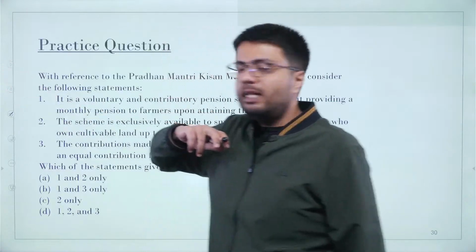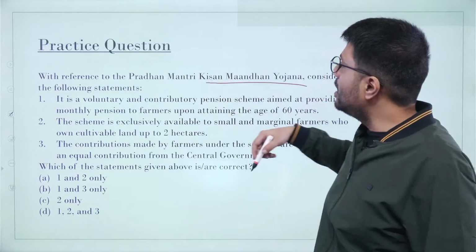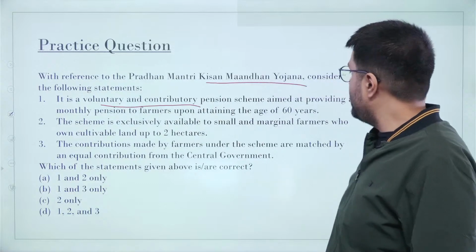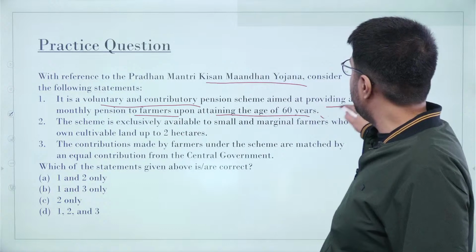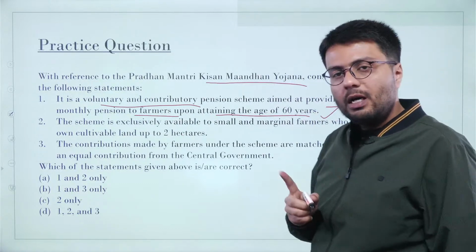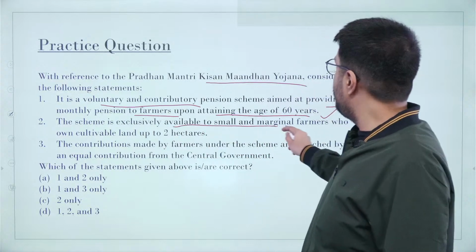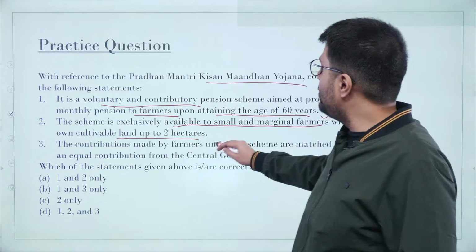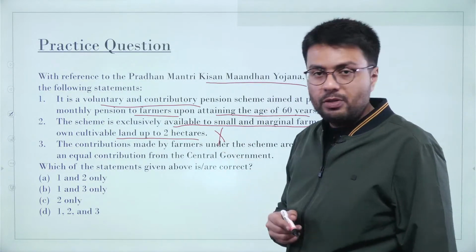So, now let us solve the last practice question with reference to Pradhan Mantri Kisan Maan Dhan Yojana. Consider the following statements. It is a voluntary contributory pension scheme aimed at providing monthly pension to farmers after the attainment of 60 years of age. Correct. The second statement: the scheme is exclusively available to small and marginal farmers who own cultivable land up to 2 hectares. Incorrect. It is available to all farmers.